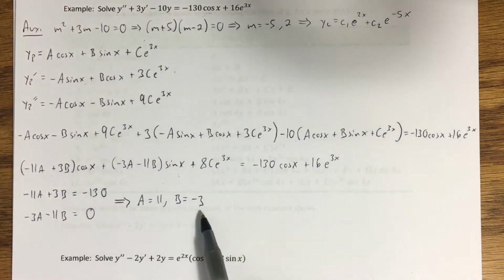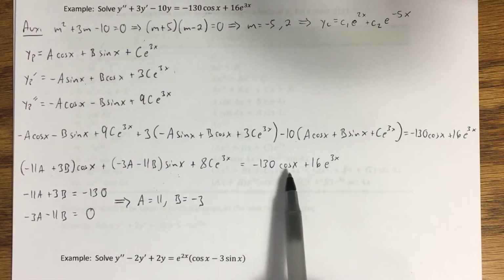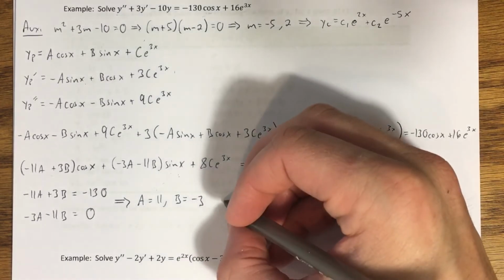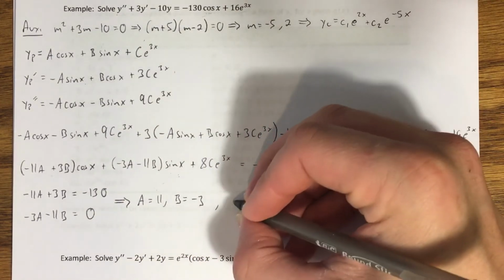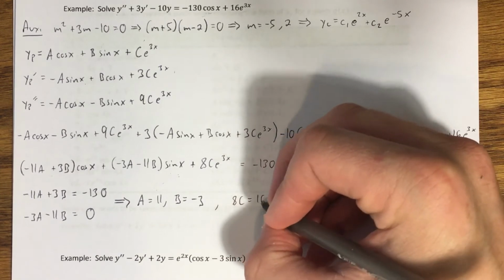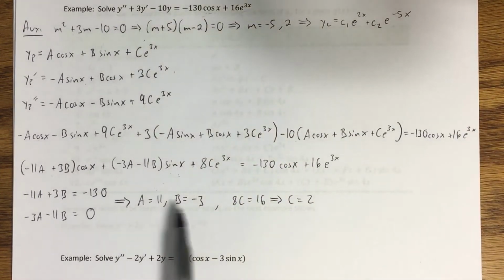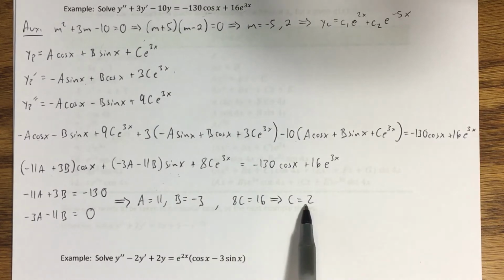Okay? Next step, I want to solve for c. So again, I would set 8c equal to 16. 8c equals 16 implies that c equals 2. So there's my coefficients. a equals 11, b equals negative 3, c equals 2.